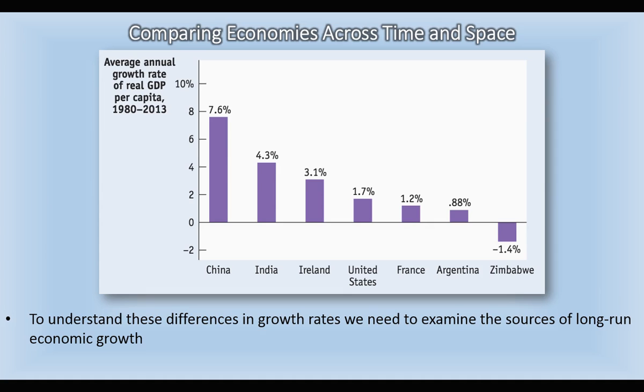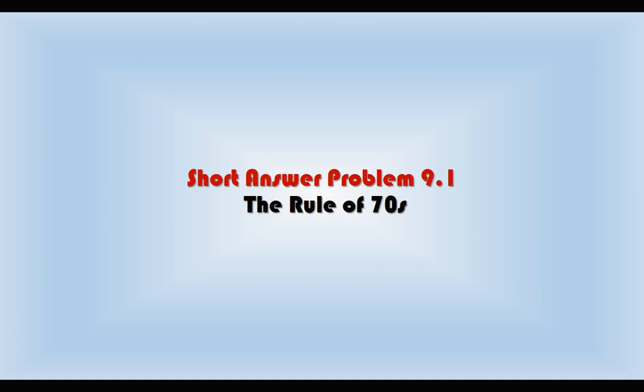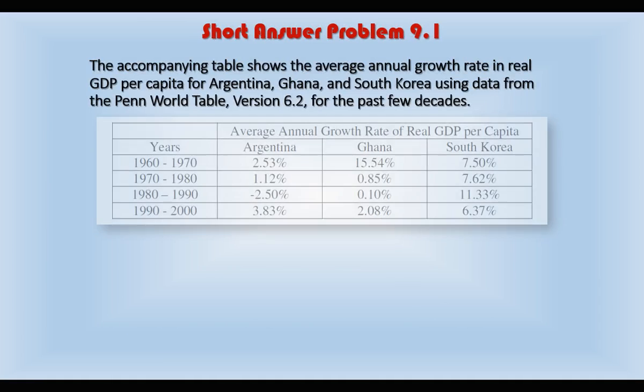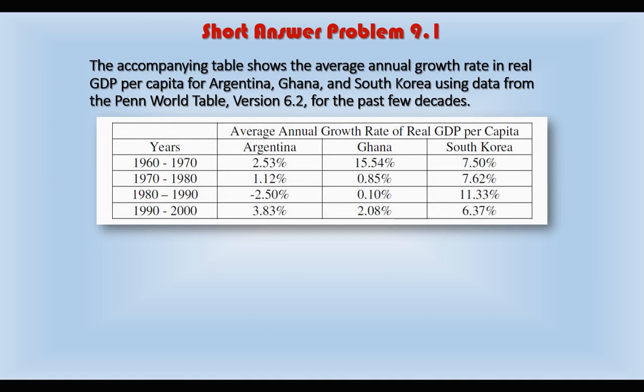All right, but let's look at the sources that make a country have that kind of growth versus one that doesn't. But before that, let's do a quick short answer question that could potentially be on the exam. Rule of 70. The accompanying table shows the average annual growth rates in real GDP per capita for Argentina, Ghana, and South Korea using data from the Penn World Table, version 6.2, from the past few decades. So here you've got the years, 1960 to 1970, 1970 to 1980, and so on.